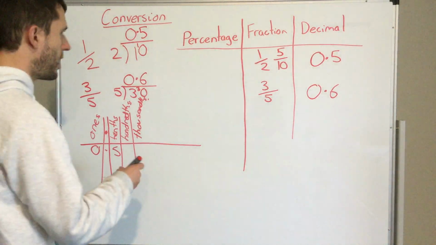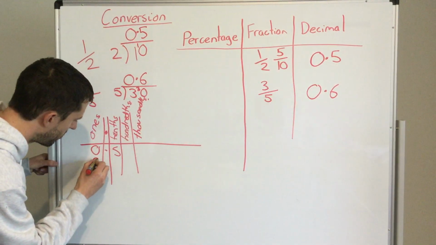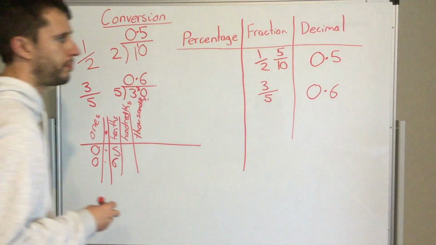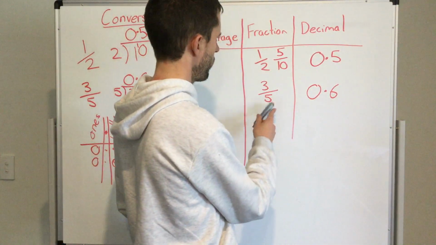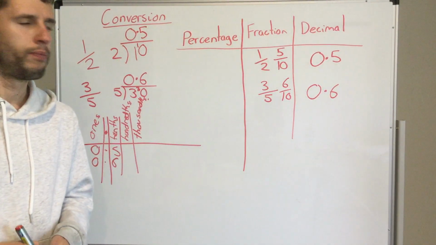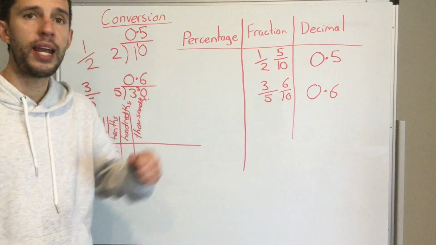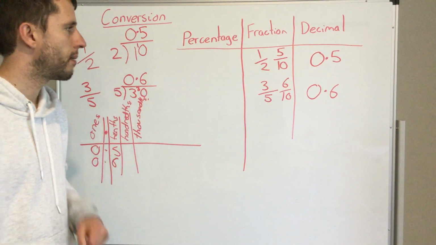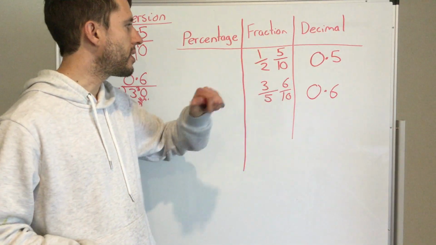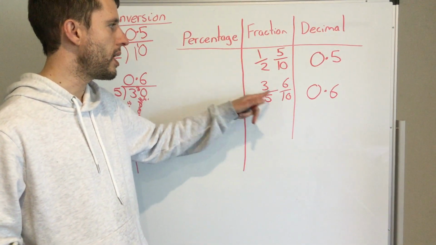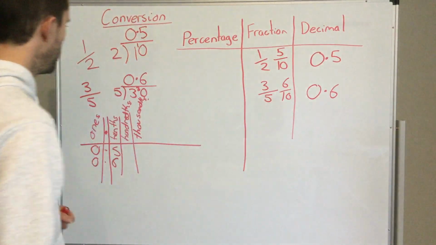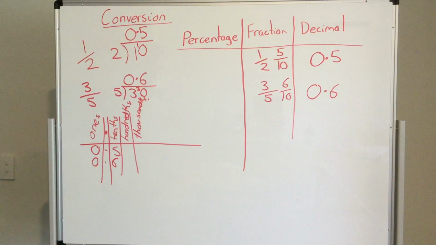Let's try that out with 0.6. 0.6 finishes in the tenths column, which means it will be out of 10. What's common between 6 and 10? 2, because they're even numbers. That is the highest common factor. So, 6 divided by 2 equals 3. 10 divided by 2 equals 5. Wow! So we can work backwards.